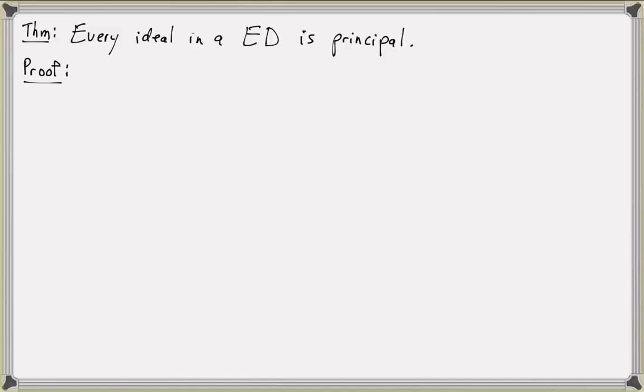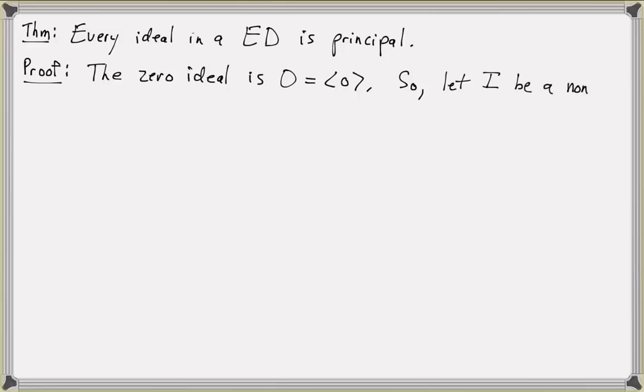Let's begin the proof. So we start with thinking about the zero ideal. The zero ideal is always principal. It's always generated by the element zero. So the zero ideal is principal. So now let's let I be a non-zero ideal. Let capital I be a non-zero ideal of a Euclidean domain capital R.